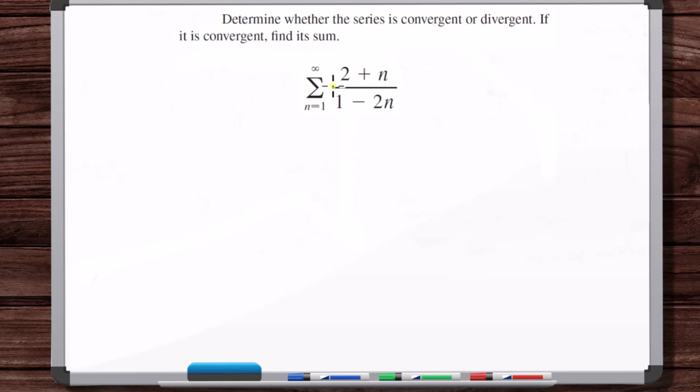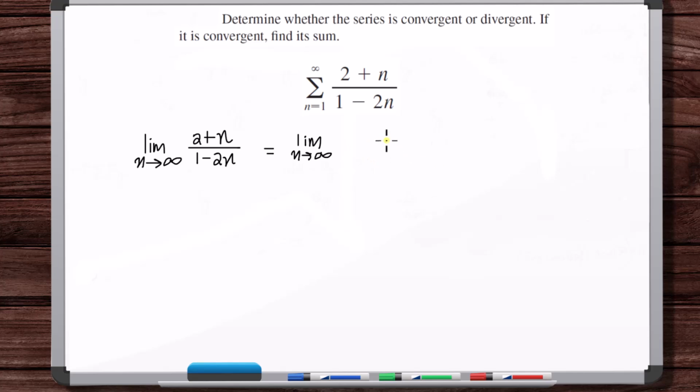Okay, so there's the A sub n. We can start by just taking the limit as n approaches infinity of the A sub n. Let's see if the sequence corresponding to this series is convergent or divergent. Because if it doesn't converge to 0, then we've gotten our answer. We know it's divergent.